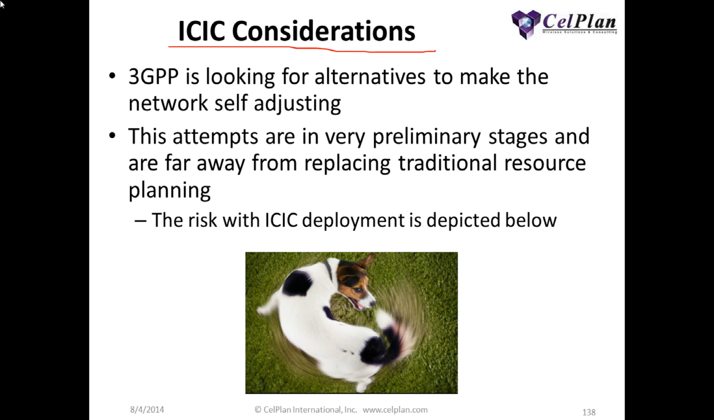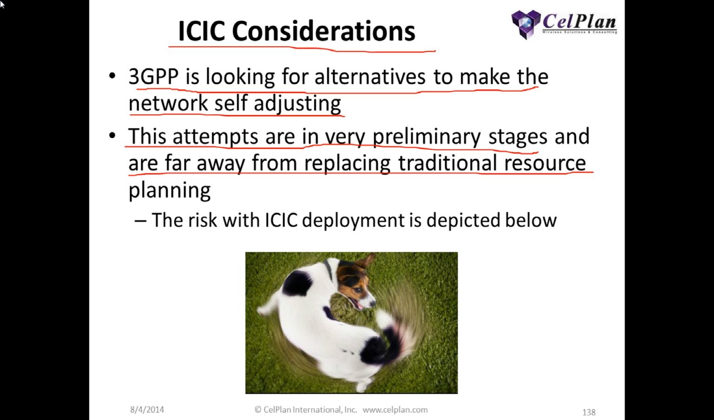One important consideration is that the 3GPP is still working on a solution that will be self-adjusting. These attempts are in very preliminary stages and are far away from replacing traditional resource planning. The risk with ICIC deployment is depicted here by this picture. So it may work, but if it doesn't work, it will be very hard to fix.